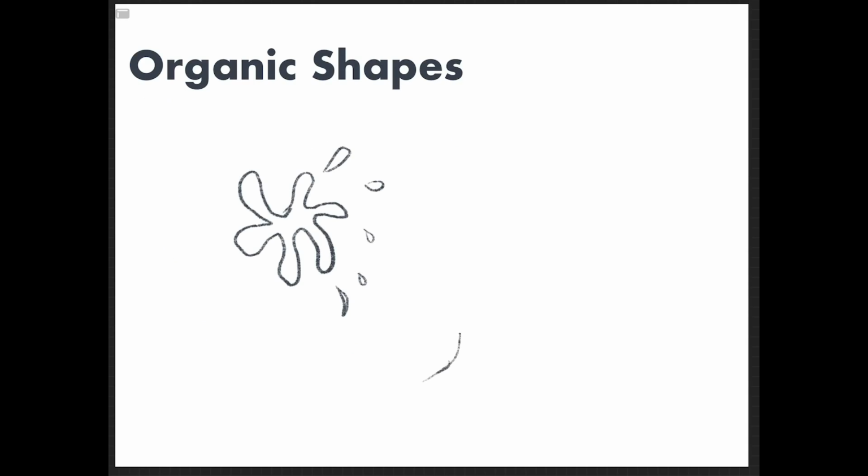These are also organic shapes. Now it's your turn to come up with some interesting organic shapes. Just play around and see what happens. Play around with curves. Play around with patterns of things that do the same thing but get smaller. See what you can come up with.